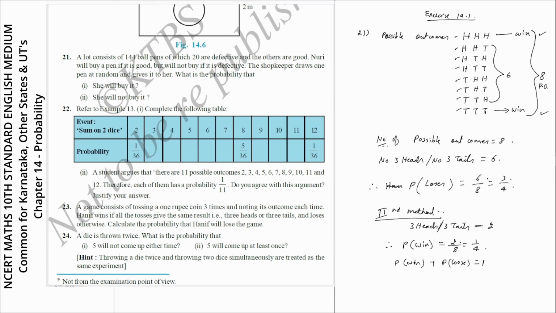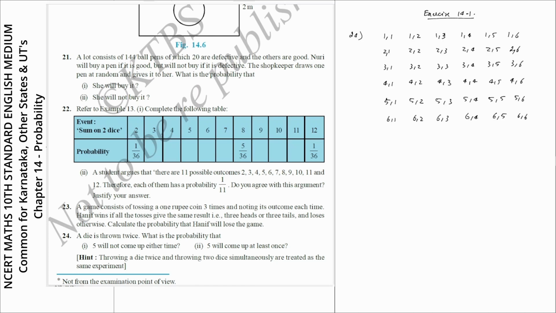The probability that Hanif will win and the probability that Hanif will lose add up to 1, because these two are complementary events. Therefore the probability that he will lose is equal to 1 minus the probability that he will win. So this is equal to 1 minus 1 by 4. 1 is 1 by 1, so if we take LCM, it is 4 by 4 minus 1 by 4. In the numerator, 4 minus 1 is 3, so this is equal to 3 by 4. So you can see we got the same answer both ways.